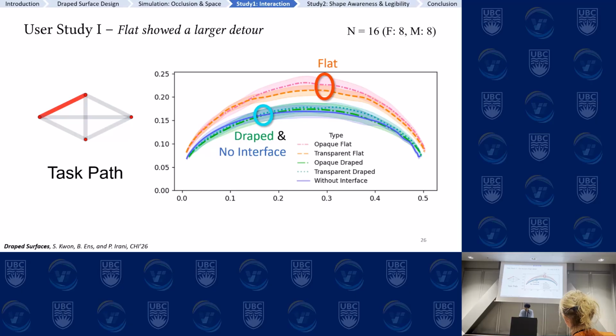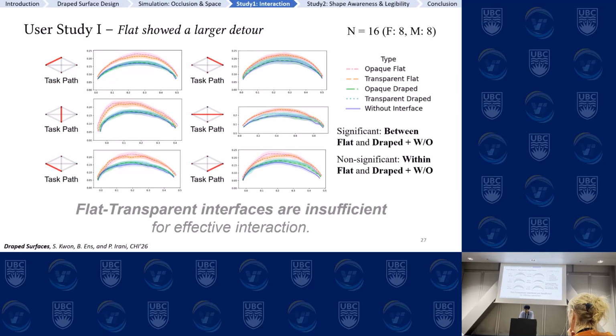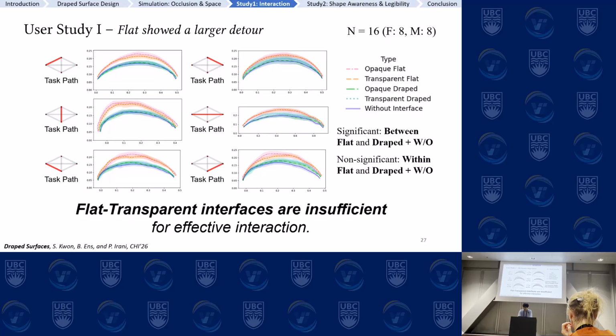The left shows the movement path between 2 target positions, and the right presents the results for each condition. The upper 2 are flat conditions, while the others represent the draped and no interface conditions. The conditions are color-coded in a rainbow order. And our results show that flat interfaces show the larger detour in all hand movement paths, regardless of transparency, which means that the transparent flat interfaces are not sufficient for effective interaction.